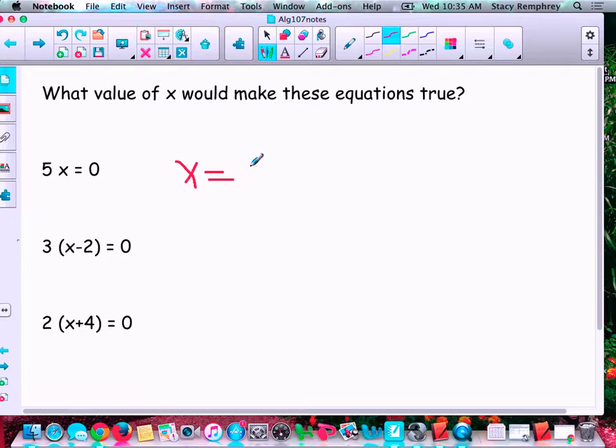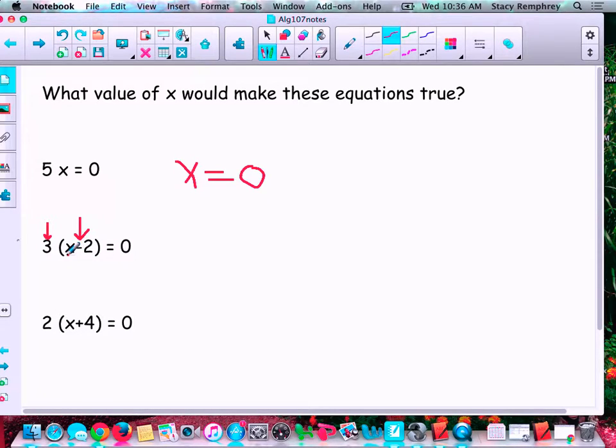Because the only way to get 0 is if one of the numbers here is 0. So the factors here would be 5 and x, and x would have to be 0. Now in this one, if I said, what do you need to do to get 0? A lot of you would distribute, okay? But let's look at the factors. What am I multiplying? I'm multiplying 3, and I'm multiplying x minus 2. Well, there's no way I can turn 3 into a 0, and the only way to get something to equal 0 is if one of the factors is 0, like 3 times 0.